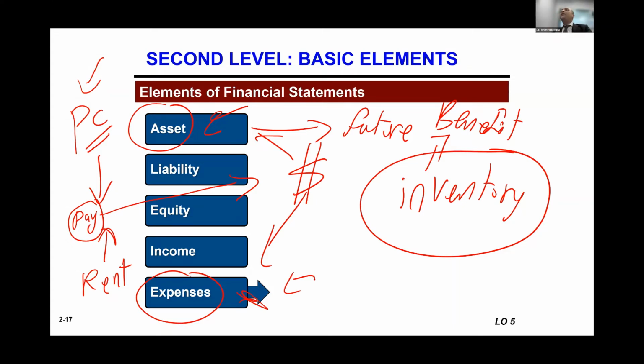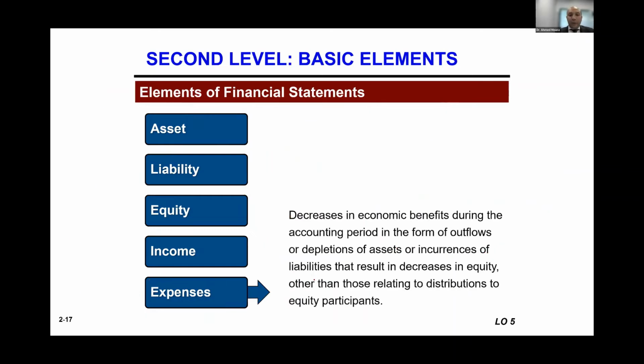So I paid rent for the last month. I paid the utility bill, the telephone bill for the last month. So it has no future benefit. This is the difference between an asset and an expense: an asset has future benefits. Exactly. Thank you so much.